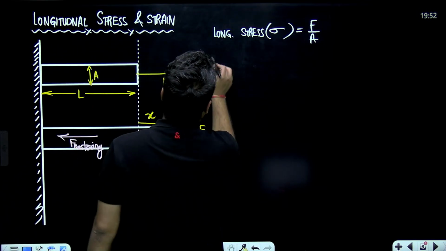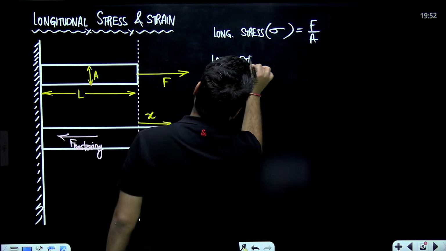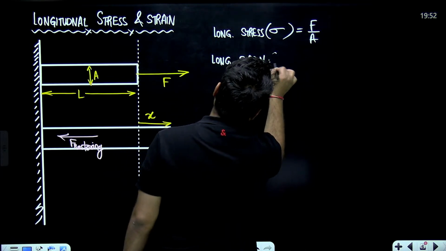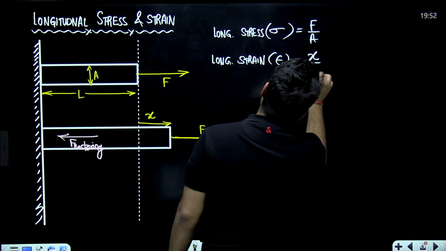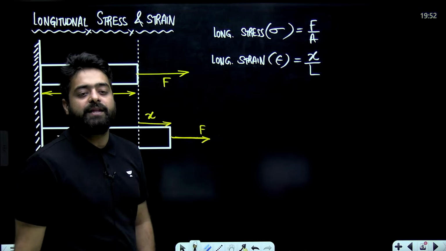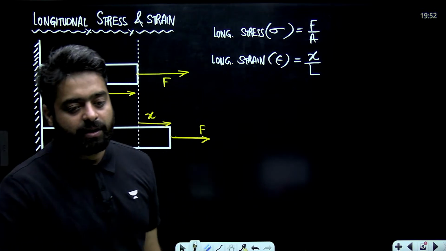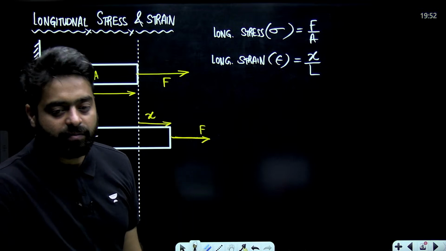When you talk about longitudinal strain, it's a similar concept, and it is given by epsilon, the ratio of the deformation to the original length L. That's it, finish. Understood?